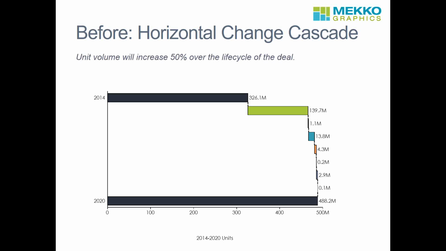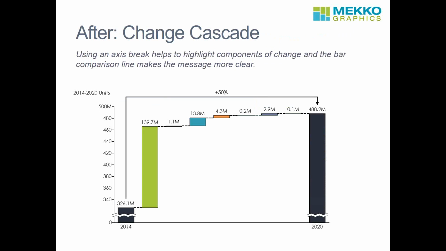And Mekko Graphics really has the ability to do horizontal and vertical cascades. We got this cascade like this from one of our customers, and they asked us, how can I really drive home the message better? How can I change this cascade to drive home the message better? And here what we're doing is looking at unit volume. This is clearly someone showing several changes that they're going to make.